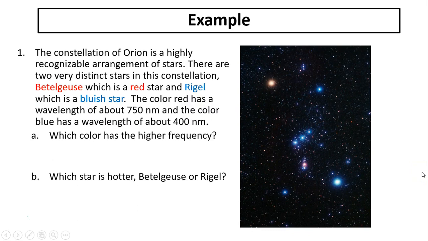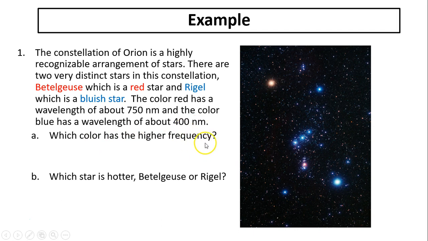Another example: the constellation of Orion is a highly recognizable arrangement of stars. There are two very distinct stars in this constellation: Betelgeuse, which is red, and Rigel, which is a bluish star. The color red has a wavelength of about 750 nanometers, and the color blue has a wavelength of 400 nanometers. Which color has higher frequency?